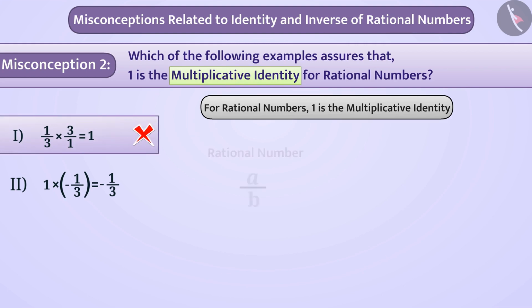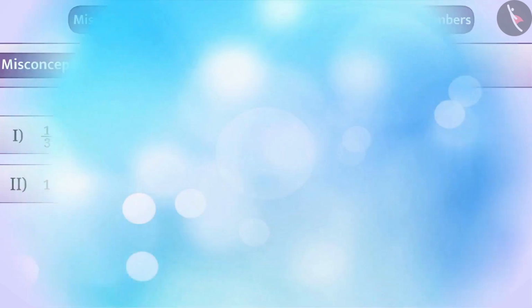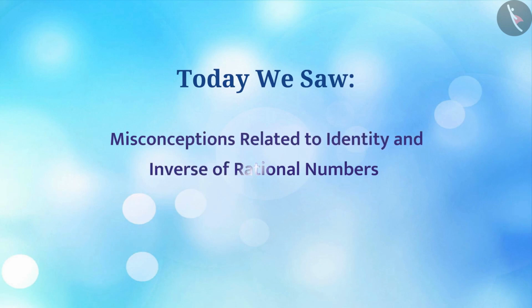Remember that if any rational number is multiplied with 1, then the answer is the same rational number. That is, there will be no change in the value of that rational number. Therefore, we can say that for rational numbers, 1 is a multiplicative identity. Means here option 2 is the correct answer. So today we have seen some misconceptions related to identity and inverse of rational numbers.